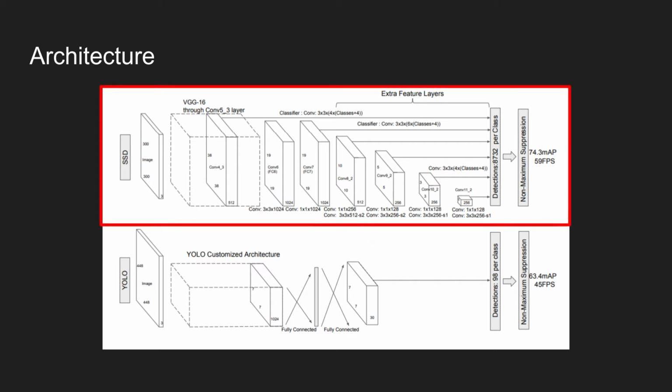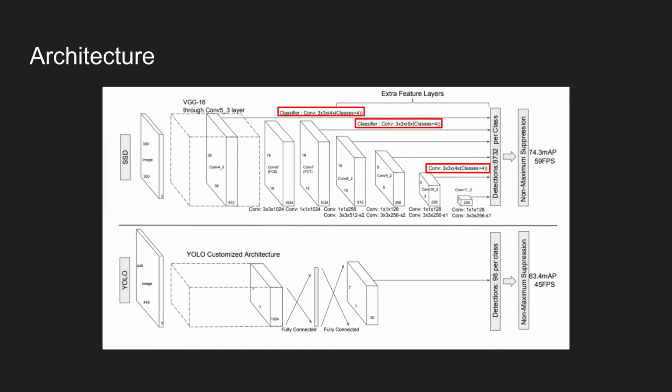Unlike YOLO model, SSD model shown at the top predicts the offset to the default boxes of different scales and aspect ratios in different feature layers. A 3x3 convolution is applied to each feature dimension to produce box and class outputs, and these are combined at the end of the network to apply non-maximum suppression.